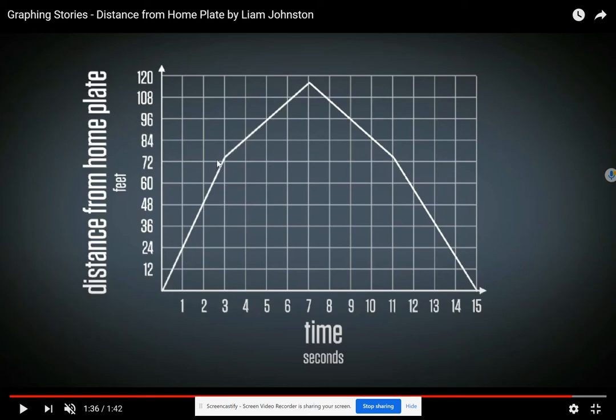When he's running from home to first, he's running directly away from home plate. When he's running from third to home, he's running directly toward it. When he's running from first to second, he's not running directly away from home plate. So even though he doesn't slow down, his slope changes. So his average rate of change from home to first is more than his average rate of change from first to second.